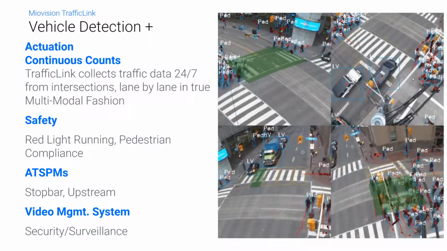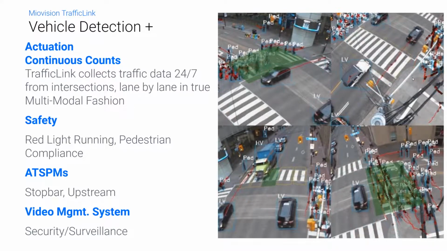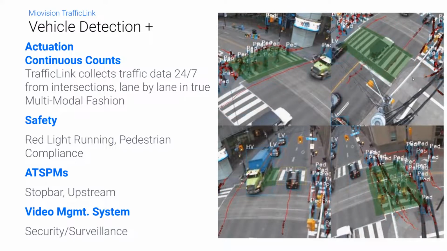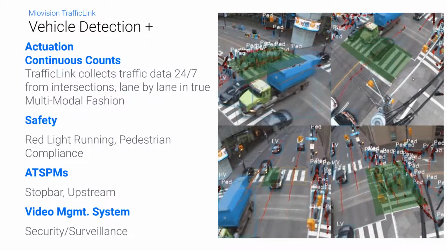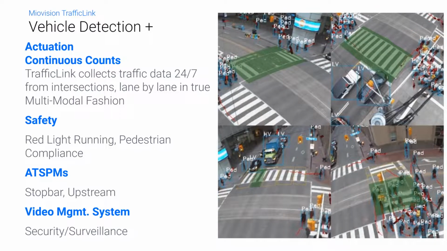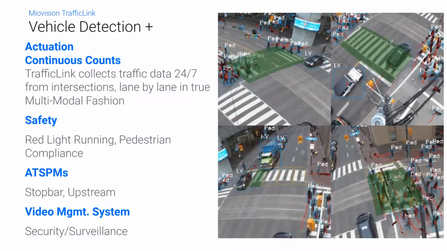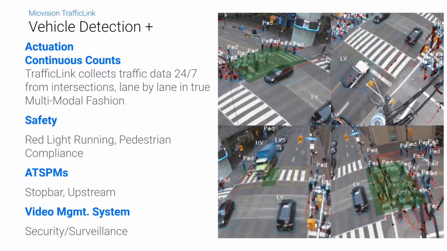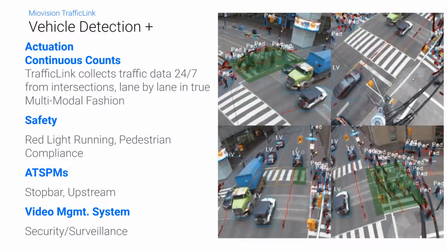Another big piece is because we use AI and machine learning, we can also provide continuous counts. So you can see here, this is a busy intersection. I believe this is in Toronto, where they're actually using us for permanent count stations. They're just using us for counting purposes. We're able to collect that data 24/7. We're also able to count by lane in a true multimodal count.